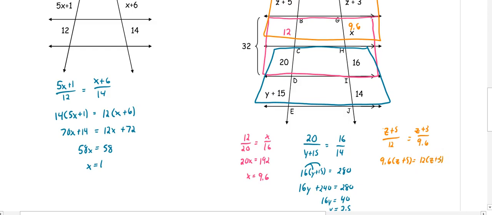So we can distribute, and we would have 9.6z plus 48 is equal to 12z plus 36. So we can subtract 36 from both sides to get 12, and we can subtract 9.6z from both sides, and we get 2.4z. So when we divide 12 by 2.4, we get z is 5.